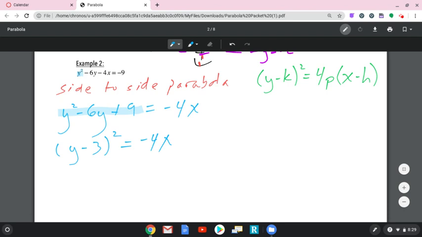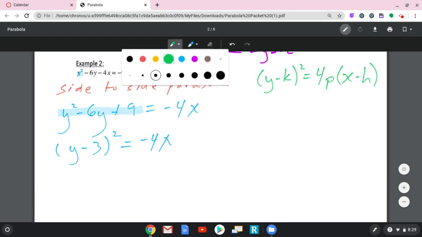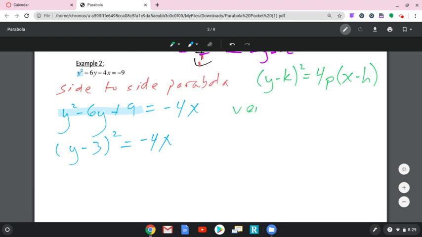So if I take a look at this, now I start with my vertex. Vertex is still h, k. The order does not change. H is always first. H represents the x. Well, if I look over here, what is being subtracted from my x? Nothing. So that means h is 0. What is being subtracted from my y? 3. That means k is 3. That is your vertex.